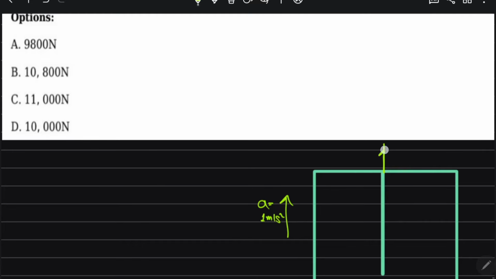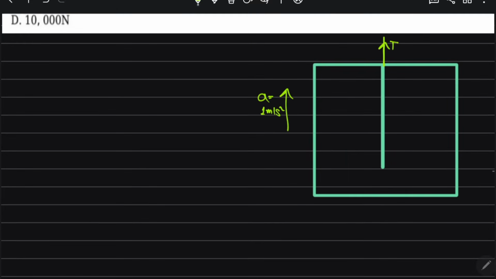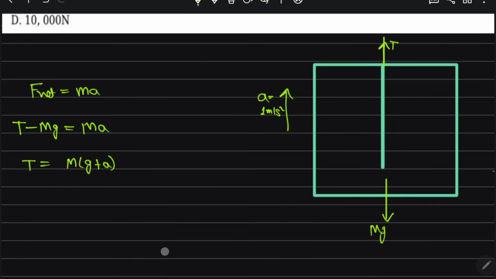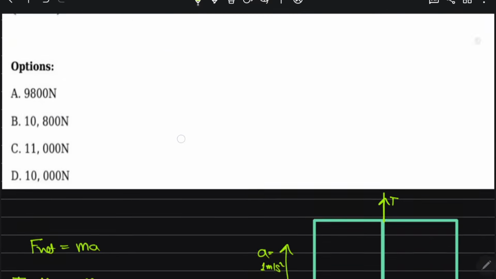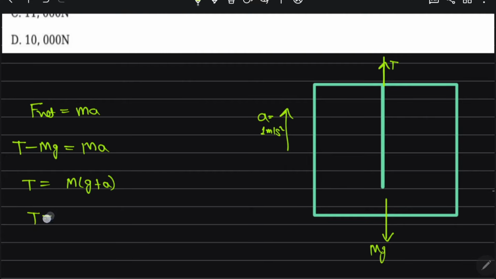Here you see tension acting upwards and mg force acting downwards. So I write the equation of motion: F net is equal to mass into acceleration. So T minus mg is equal to mass into acceleration. So tension is equal to m into g plus a.